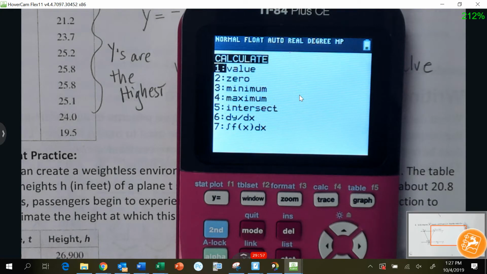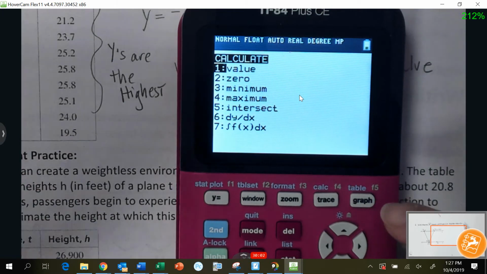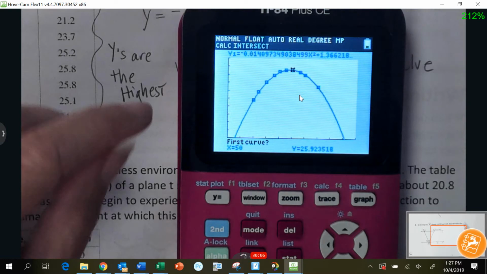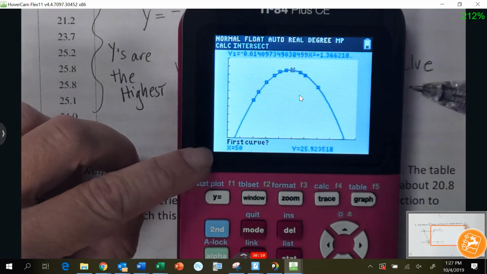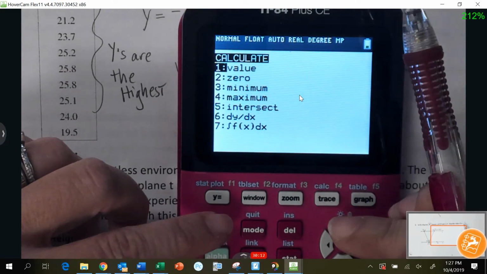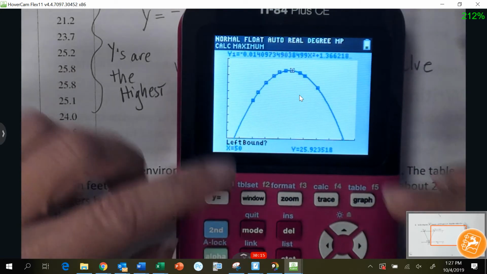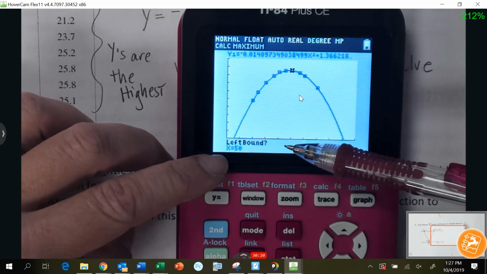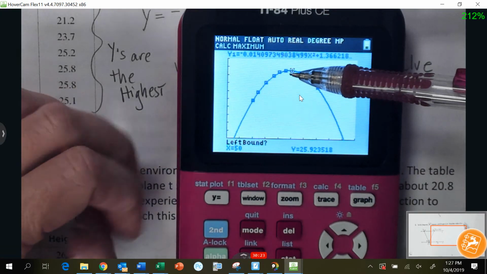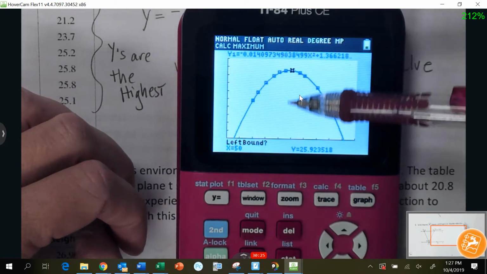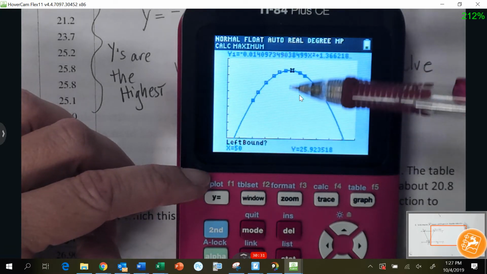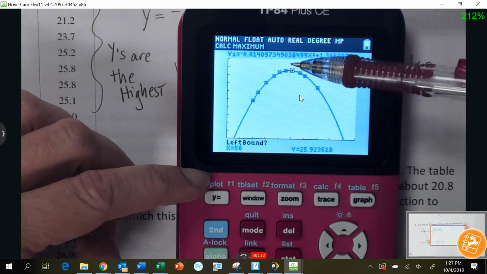This part you're going to need to listen to, unless you've used this before. Number 4 is what I'm going to choose because I want the maximum. Hold on, I just chose the wrong one. 4. It says left bound. That means left boundary. So since this is approximately where the vertex is, I'm going to pick a number on the x-axis that is definitely to the left of where I think the vertex is going to be. Somebody yell out x.